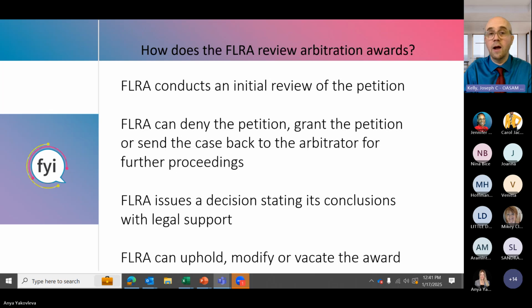The FLRA can uphold, modify, or vacate the arbitrator's award, in addition to remanding it back to the arbitrator, which means sending it back to the arbitrator with instructions to engage in further fact-finding or do something a little bit different than they originally did to arrive at their award.